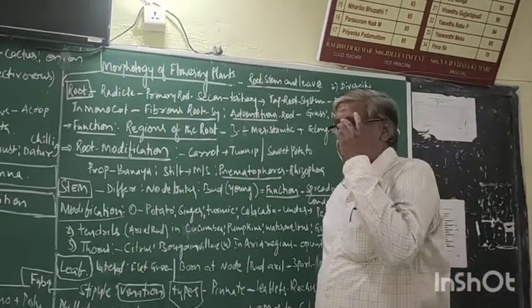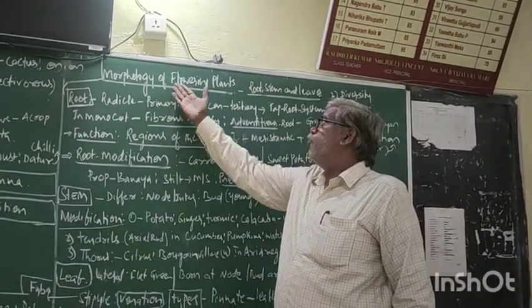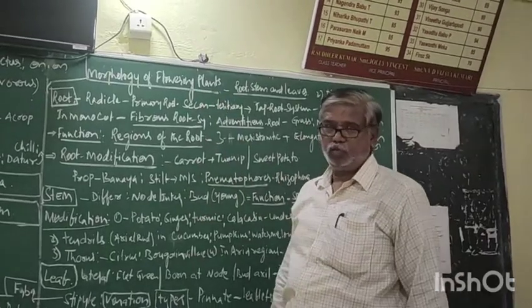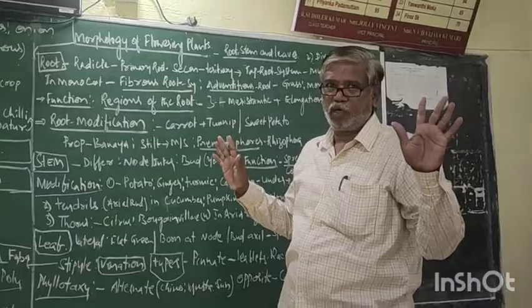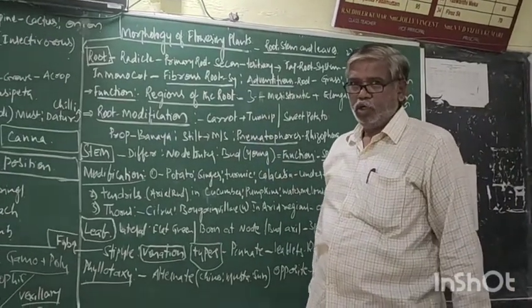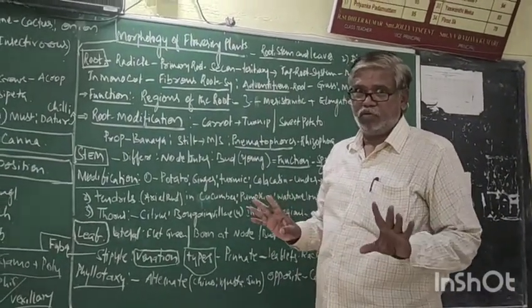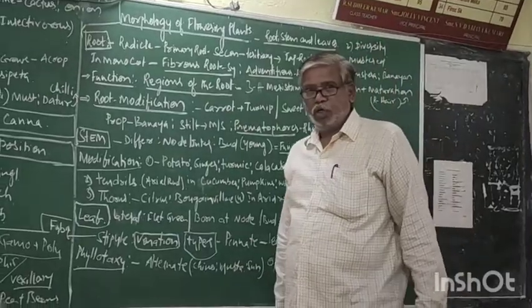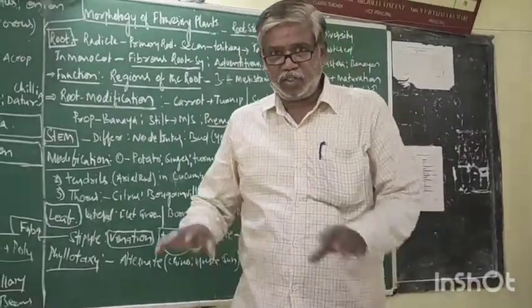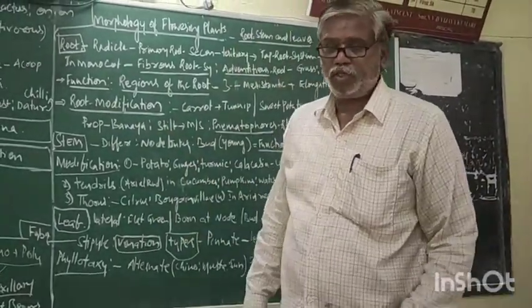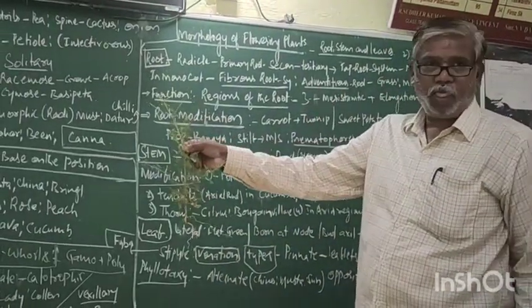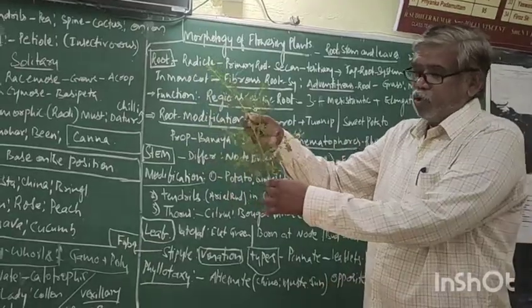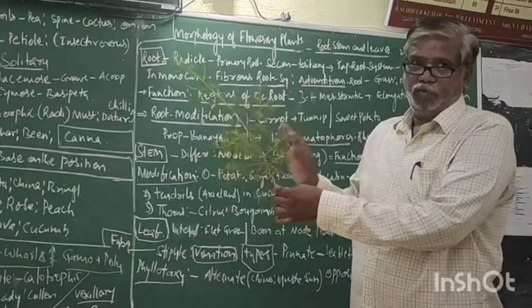Today's topic is morphology of living things. Morphology is the external structure of an organism. You should not go to the internal, only external. For this external structure, I have taken this plant. When you see it externally, you see root, stem, leaf.